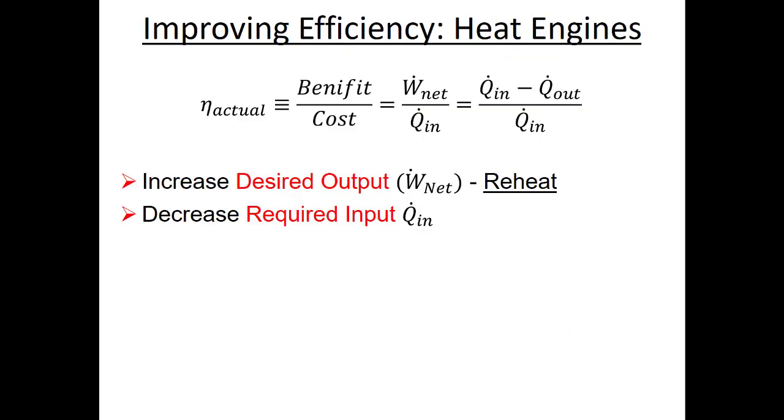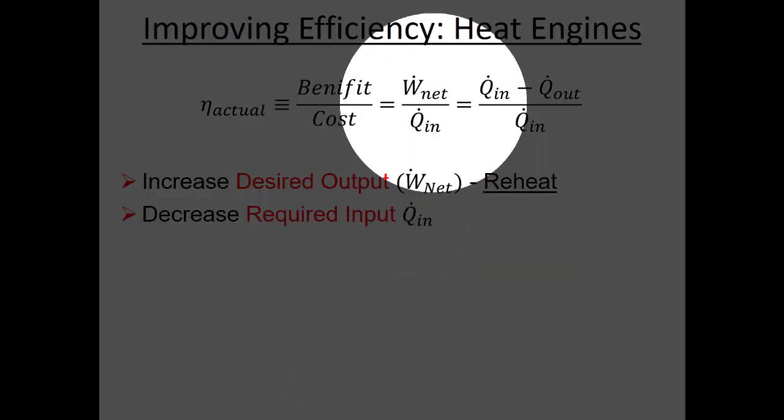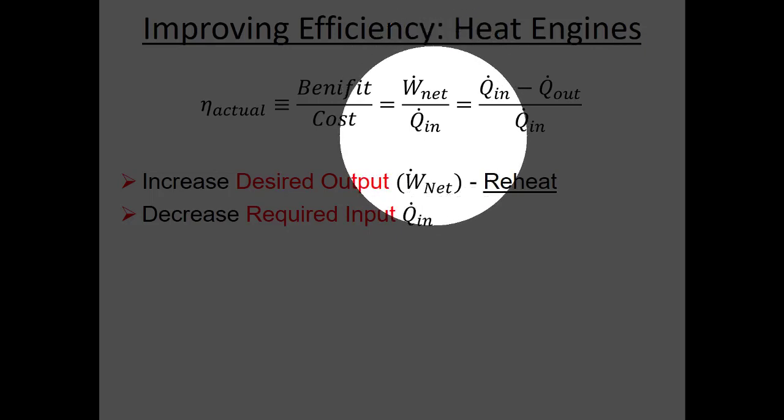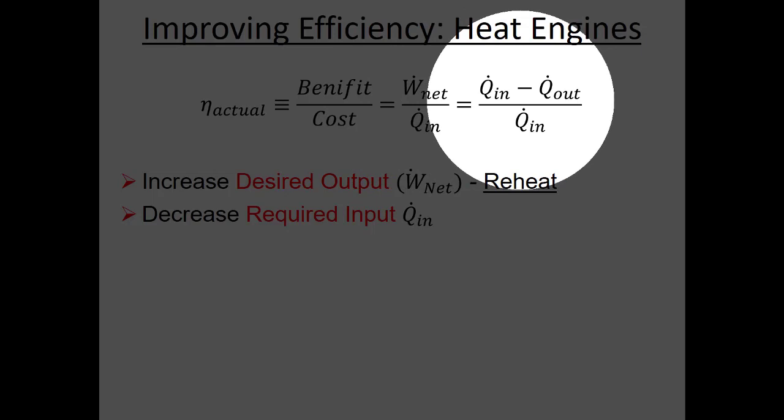Remember, we're talking about heat engines. Rankine cycles are heat engines. We know that when we're trying to characterize a heat engine, we take the energy benefit divided by the energy cost. The energy benefit in a heat engine is the net power that it generates, and the energy cost is that we have to add heat. We also know that the net power is also equal to the net heat.